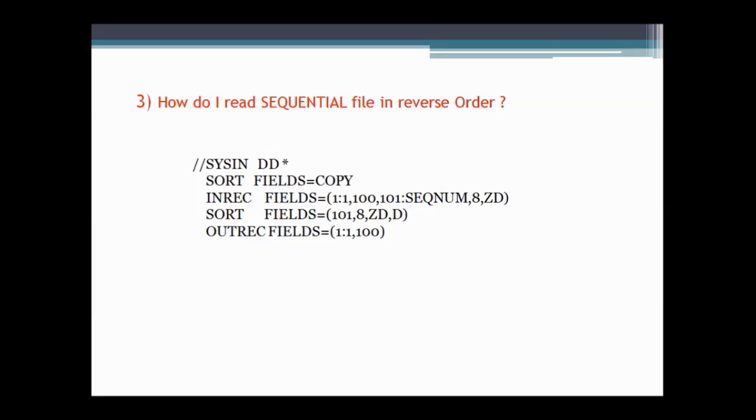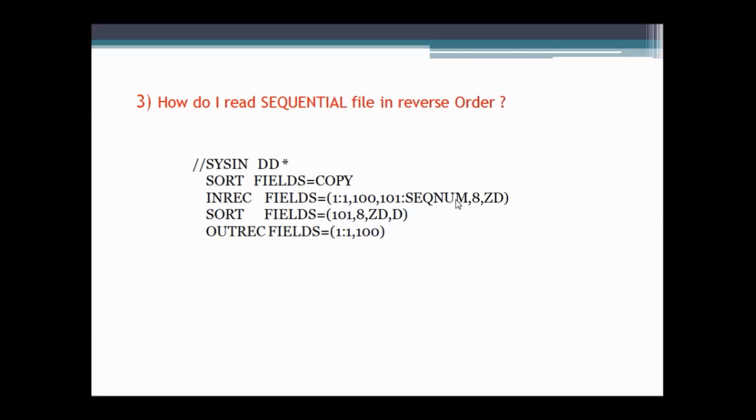In this question, he asked me how do I read a sequential file in reverse order. The answer can be given in multiple ways, but I will explain what I did. I said that before the step where I call the COBOL program, I will have one more step where I reverse that file. How will I reverse that file? Let's say the file length is 100. I will make it 108. That extra 8 will be a sequence number.